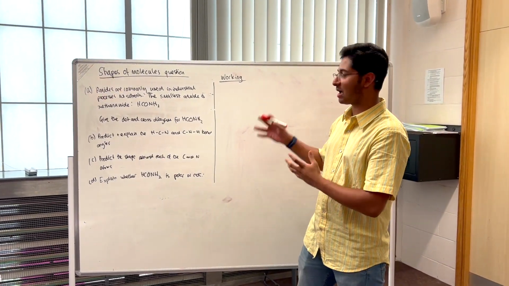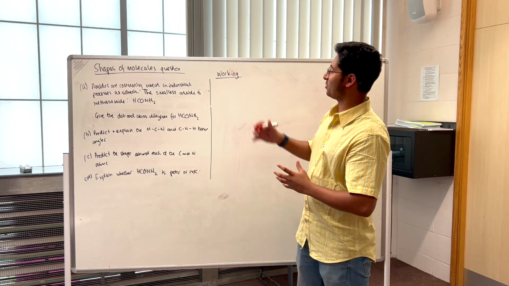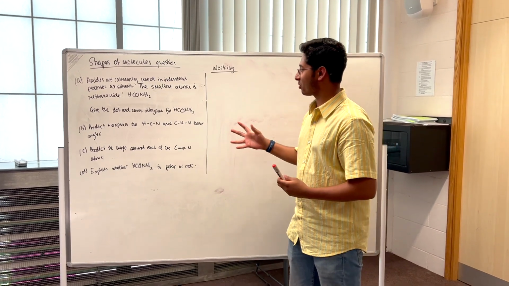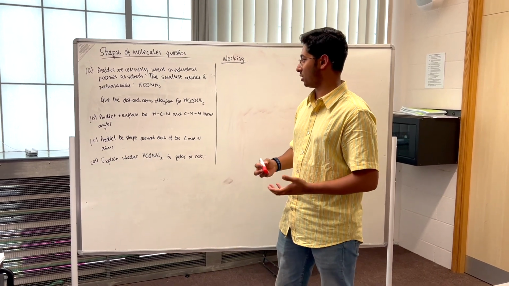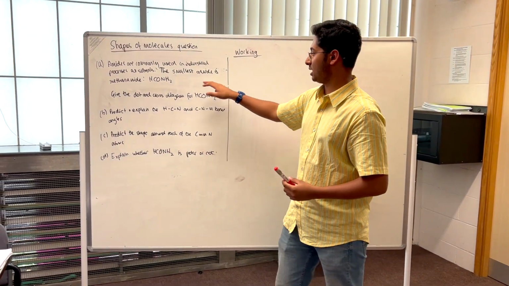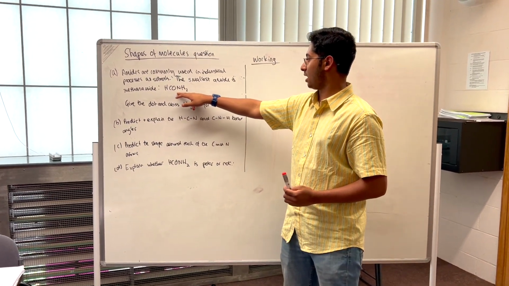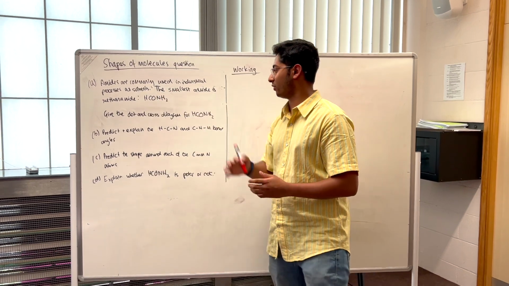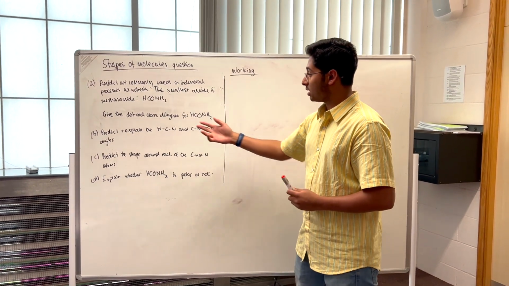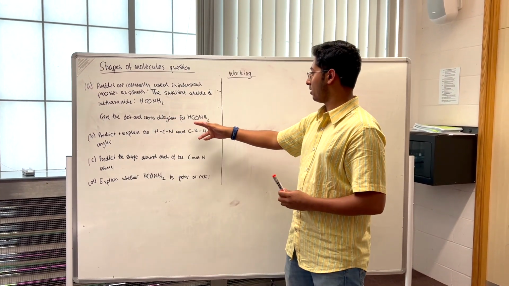Today is an absolute worldie of a shapes of molecules question. So let's jump right into the first part. Amides are commonly used in industrial processes as solvents. The smallest amide is methanamide, that's HCONH2, and it's been suggested that methanamide could also act as a solvent. The question is asking us to give the dot and cross diagram for methanamide.